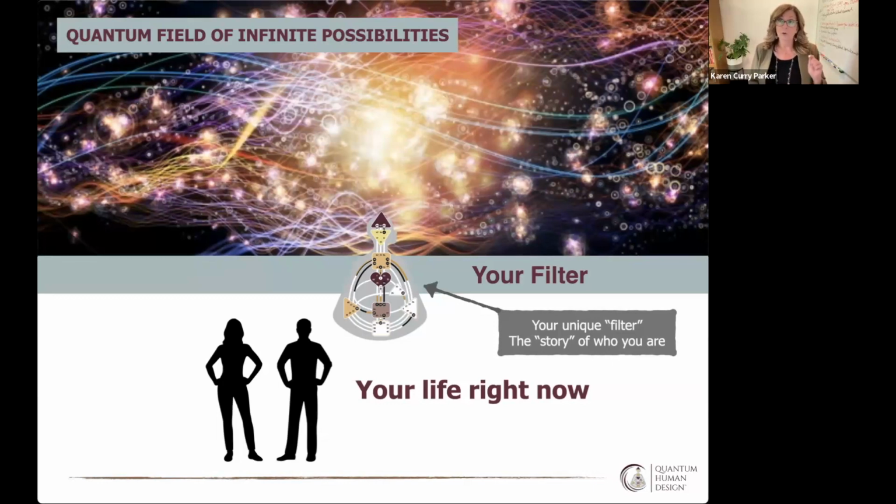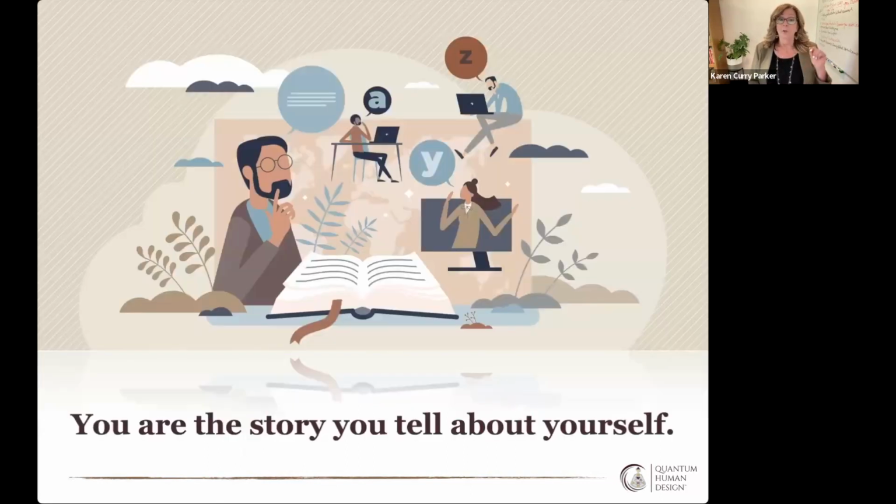If you want to take control over the manifesting process, the point of control is in this filter. It's in taking back control over the story you tell about who you are. So you are the story you tell about yourself. Literally, the story you tell about yourself is what's manifesting in your life, literally and also metaphorically.